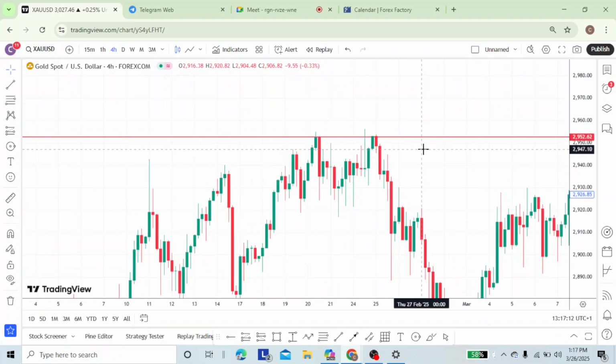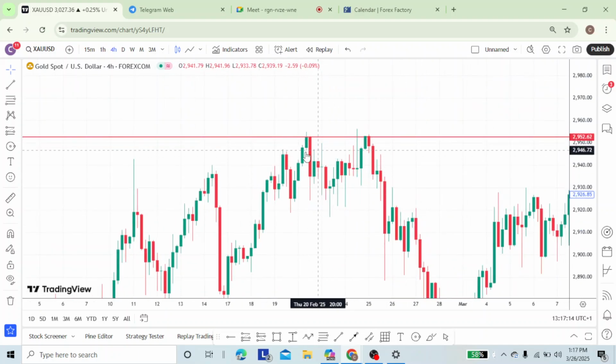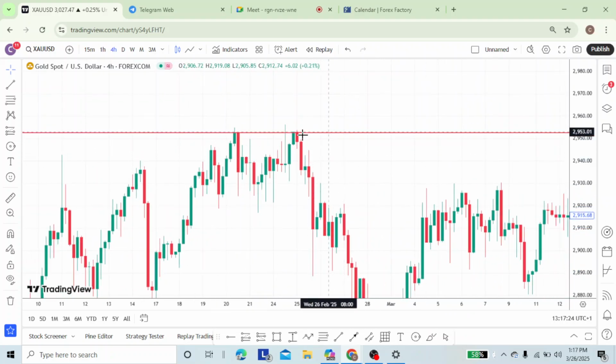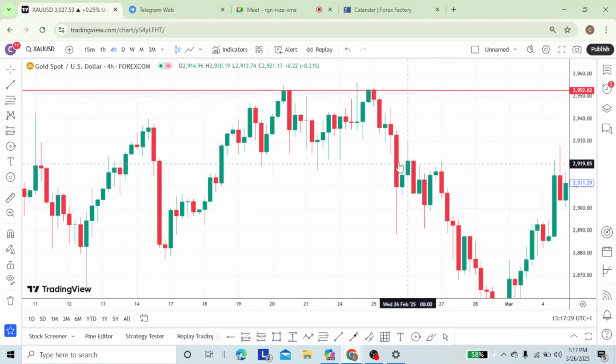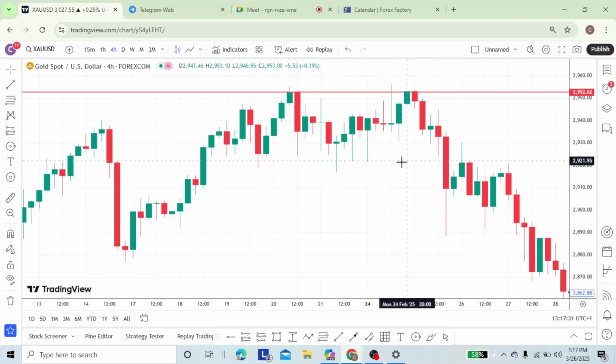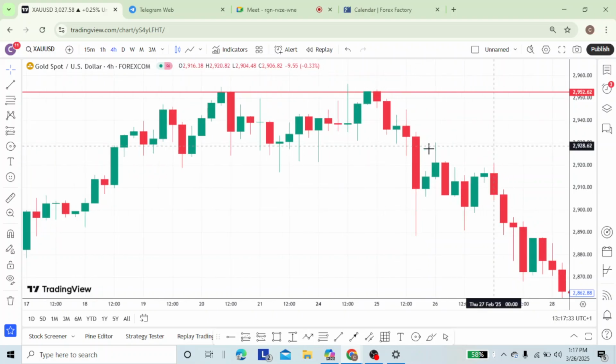We can see the kind of candlestick pattern we are seeing here. This is a bearish engulfing candle. This is more of a bearish engulfing too. But we can't identify a bearish pin bar here. But there is a gravestone doji, a gravestone candlestick pattern here. This is a gravestone.